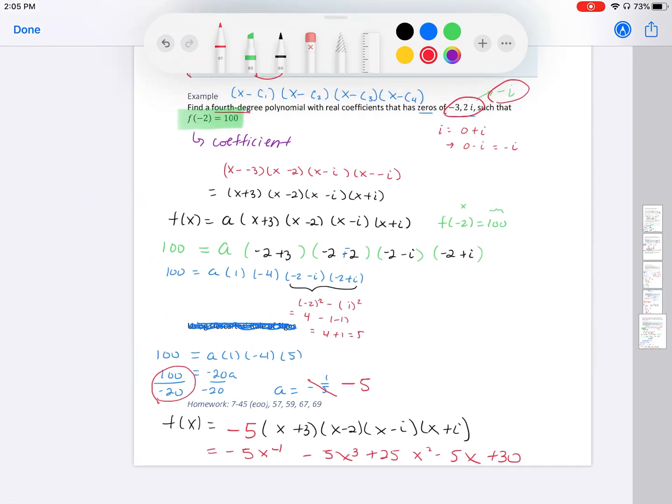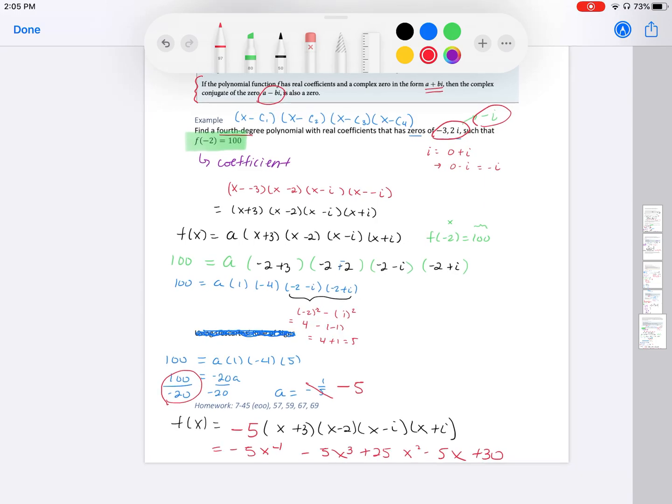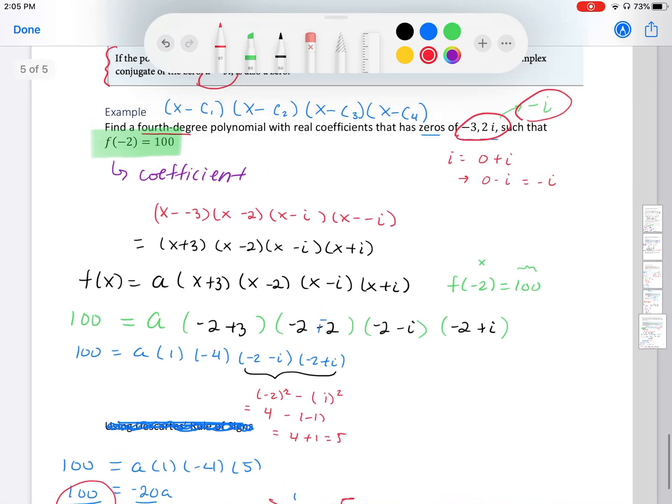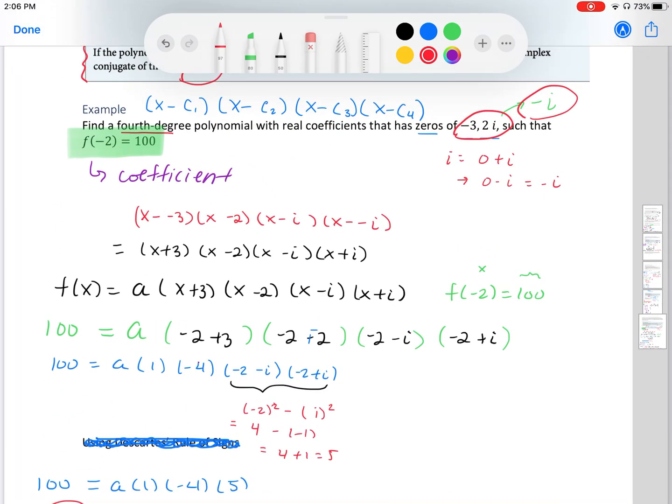This is a really lengthy problem, but it's so cool. It kind of ties up everything we've learned and puts it all together.